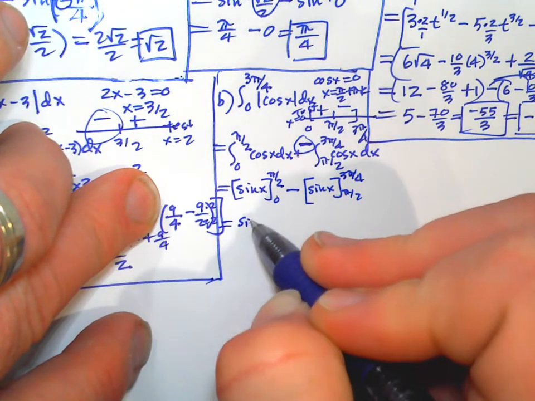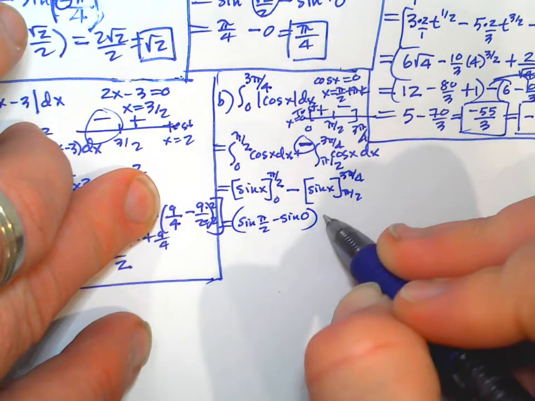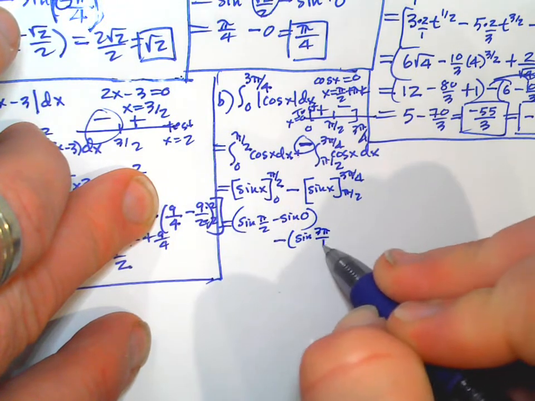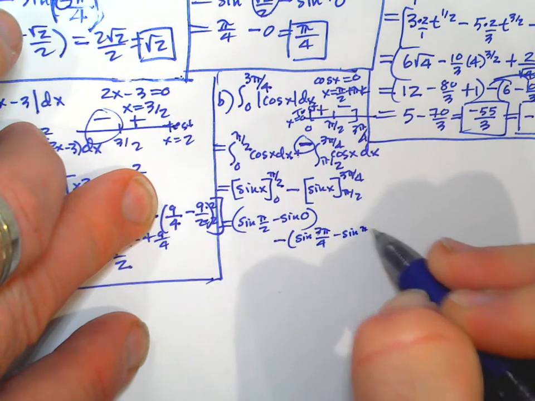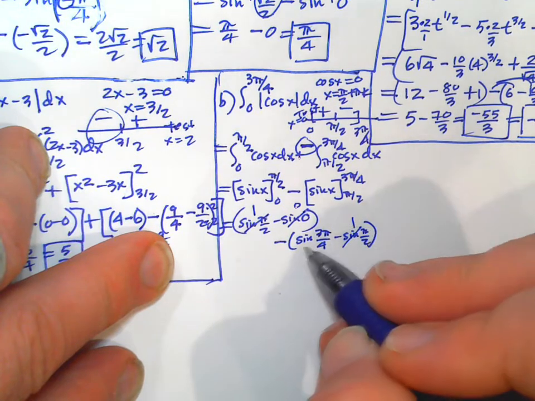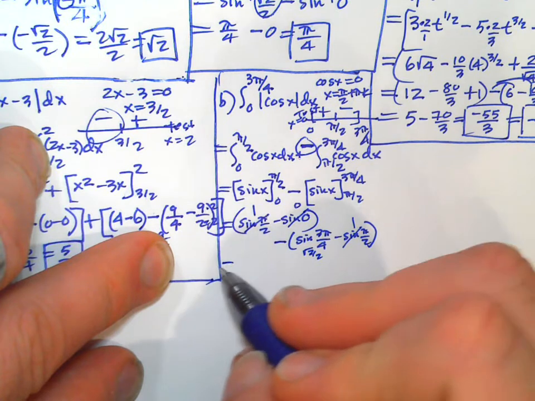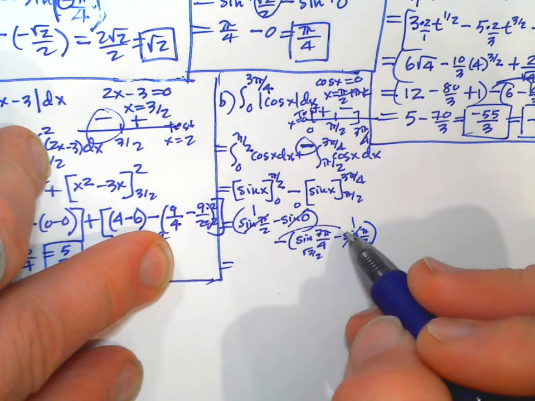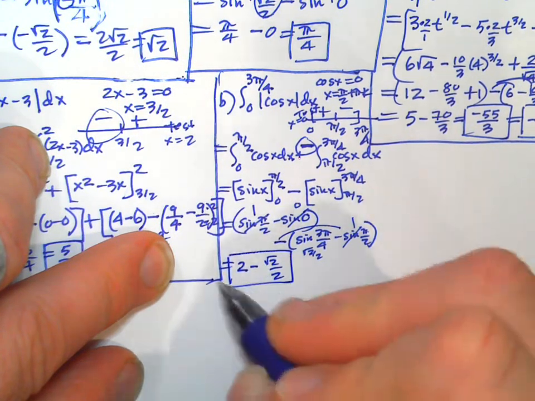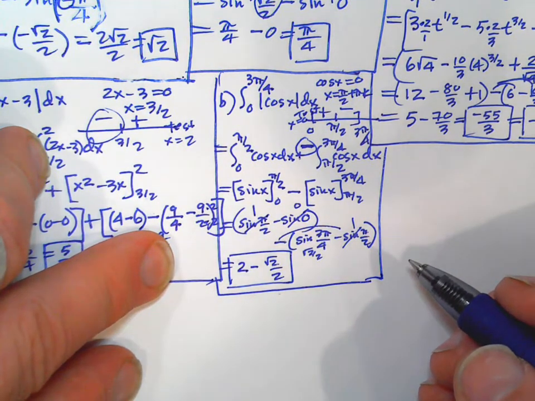Okay, so we're going to get sine of pi over 2 minus sine of 0 minus sine of 3 pi over 4 minus sine of pi over 2. So sine of pi over 2 is 1, that's 0. That's 1. Sine of 3 pi over 4 is root 2 over 2. So we have a 1 and then another plus 1. So it's 2 minus root 2 over 2. Two minus root 2 over 2. Okay.